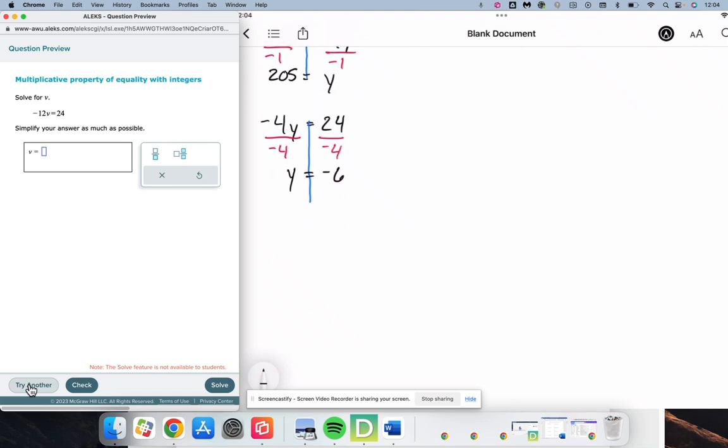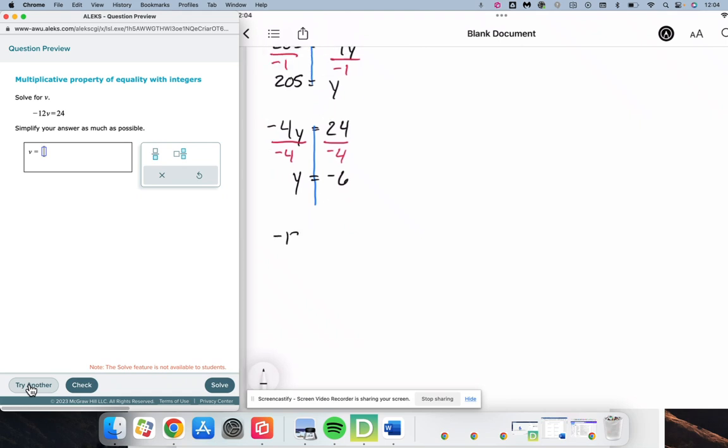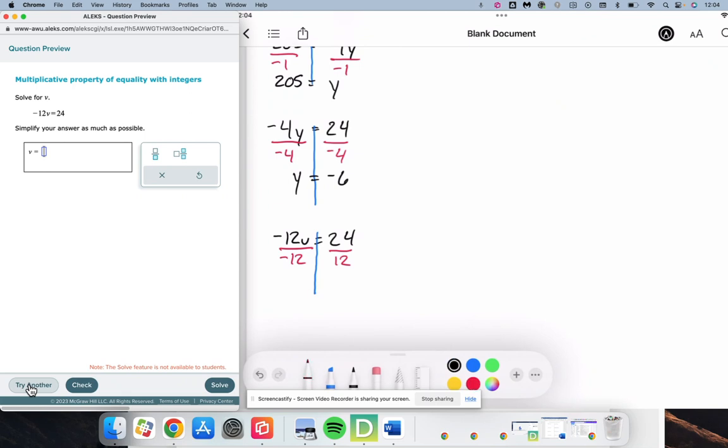I'll do a couple more. We have negative 12v is equal to 24. We see that the v is being multiplied by negative 12, so the inverse of that is to divide by negative 12. Negative 12 divided by negative 12 does not cancel. It makes 1v. 24 over 12 makes 2. Oops, I forgot the negative on my 12 on the right. A little boo-boo on my part. V is equal to negative 2.